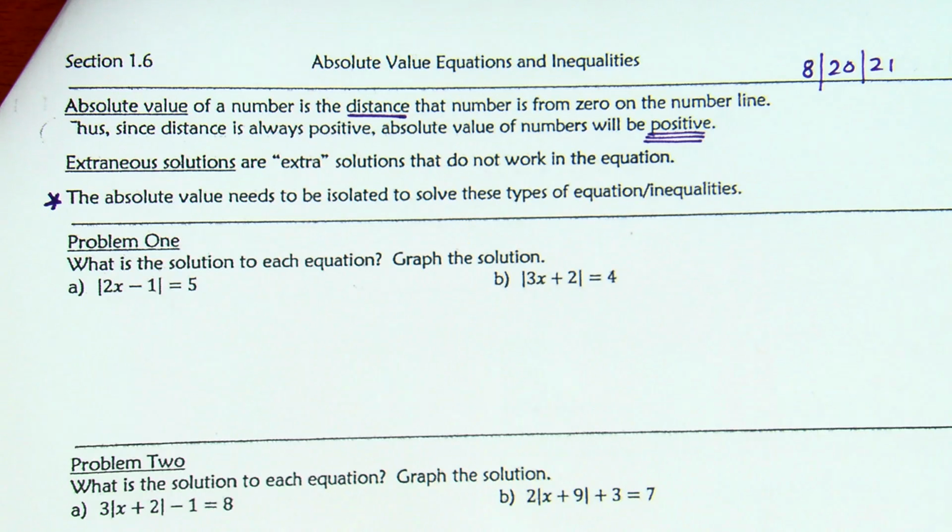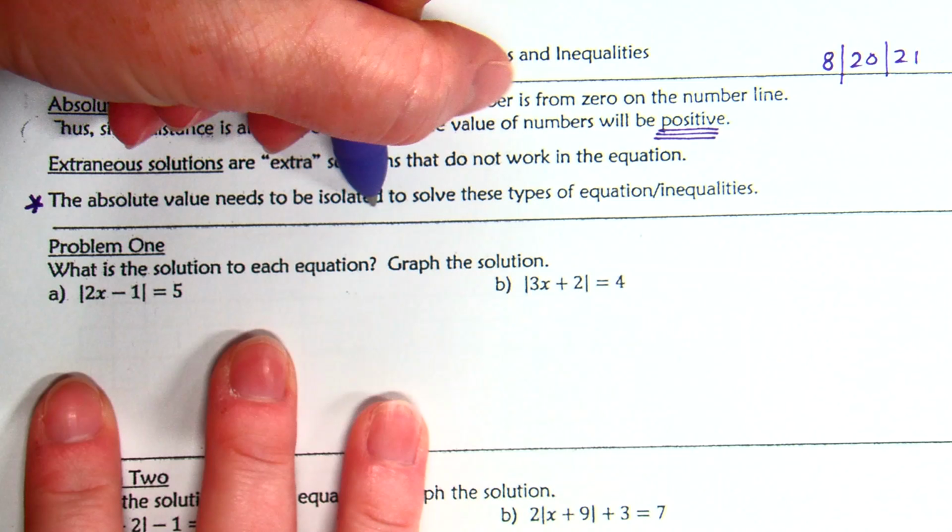And then the important point right here. In order to solve absolute value equations or inequalities, you have to remember this. The absolute value needs to be isolated to solve these equations or inequalities. So in order to solve, our first step is going to be, okay, how do I get the absolute value bars to be the only thing on their side of the equation? And then, once you have the absolute value bars isolated, you're always going to set up 2. And you're going to set up 2 equations or inequalities.